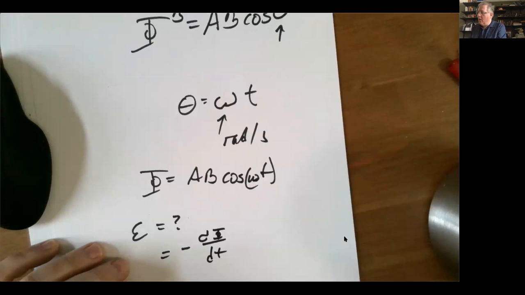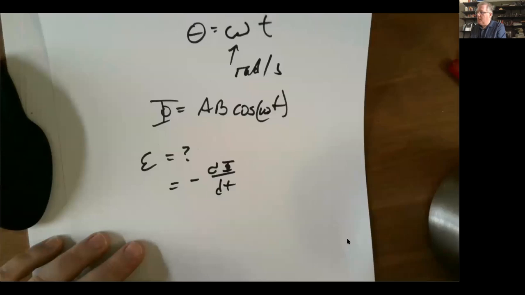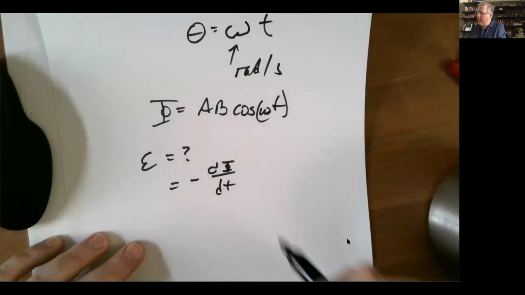And here I'm going to keep the minus sign in place because it's meaningful about which way something's happening. So I want to take the time derivative of that. So what do I get?